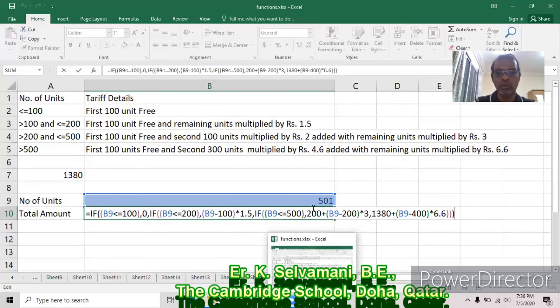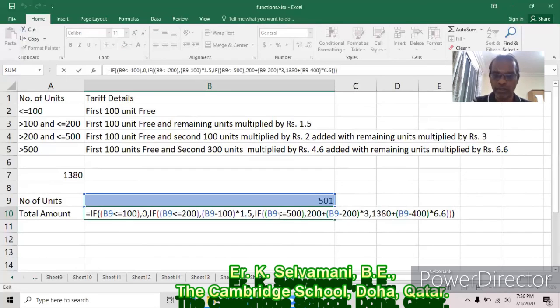Okay, here 200. Why are we putting 200? First 100 units free. The second 100 units should be multiplied by 2. That's 100 into 2, it gives 200, plus B9 minus 200. So we have to subtract 200 from the number of units. That is why we put recorded minus 200. That will be multiplied by 3. So first 100 units free, the second 100 units should be multiplied by 2, added with the remaining units. That is why B9 minus 200 multiplied by 3. We are putting 3.